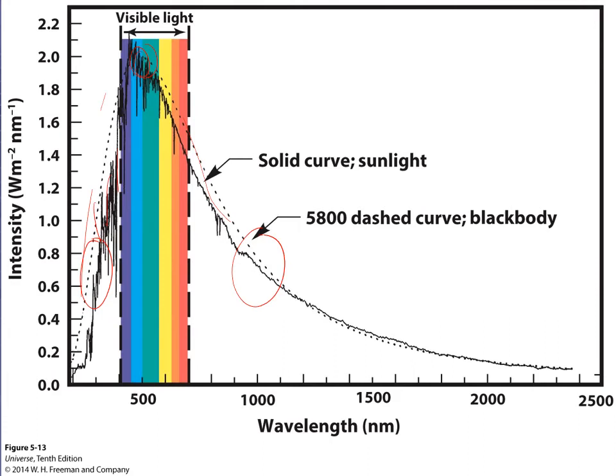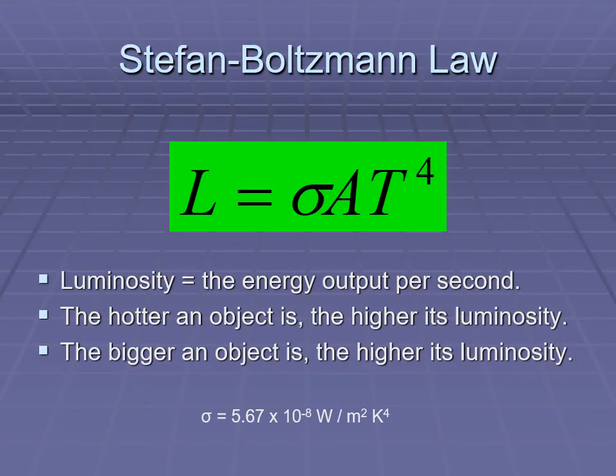The jagged little sort of line in here is really what the sun's doing. It's slightly different than the perfect black body, and that's because there are other factors going on in there. But this is basically thermal radiation. The brightness is given by the Stefan-Boltzmann Law. Luminosity, this is the power output, the energy per second. It's related to the temperature in Kelvin to the fourth power. So that means if you double the temperature, it's going to be 16 times brighter.